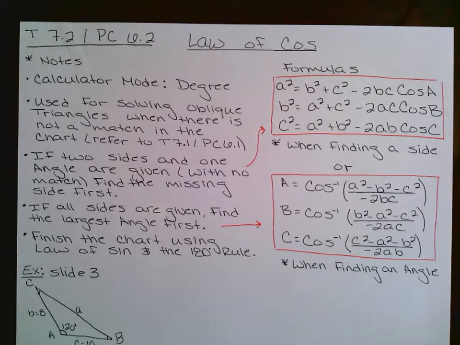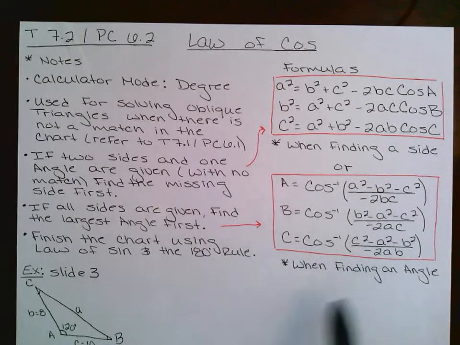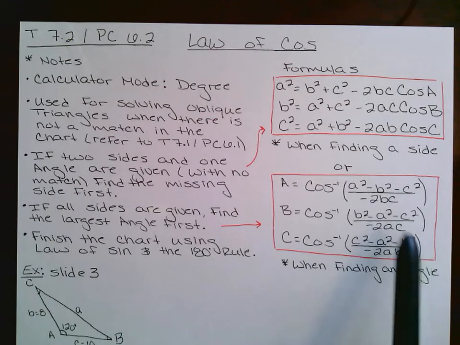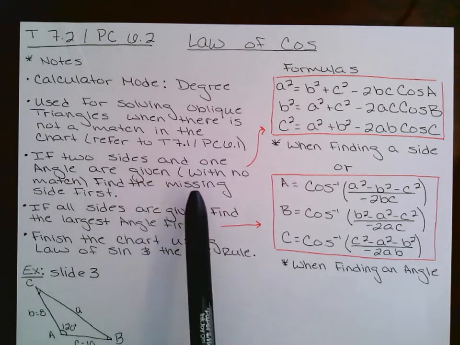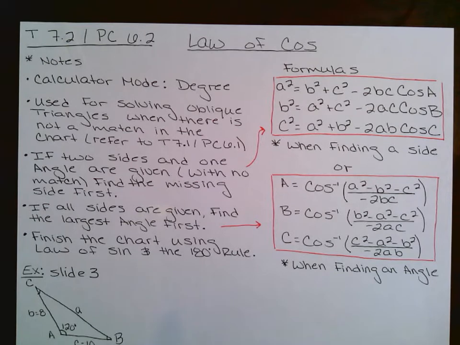So if you're in trig and you are using both and you don't want to worry about doing those steps, these are the formulas when you're finding a side, and these are the formulas when you're finding an angle. Again, capital letters are angles, and lowercase letters are sides. Now the important thing with cosine is to check out what you have. If two of the sides and one angle are given, then it's very important that you find the missing side first, which is using one of these three formulas. In the case that all three sides are given, you're going to find the largest angle first. Once you've used the law of cosine to find your next step and you do get a match, feel free to go back to using law of sine, which is a little shorter, and the 180 rule.